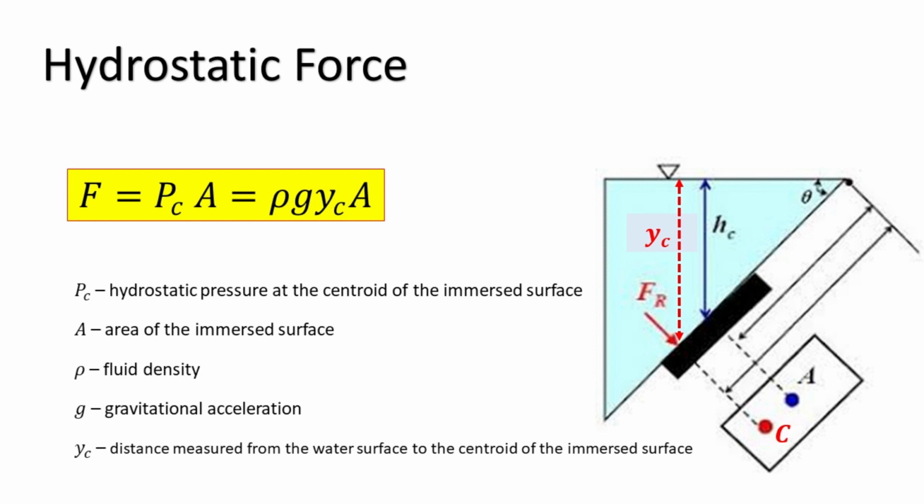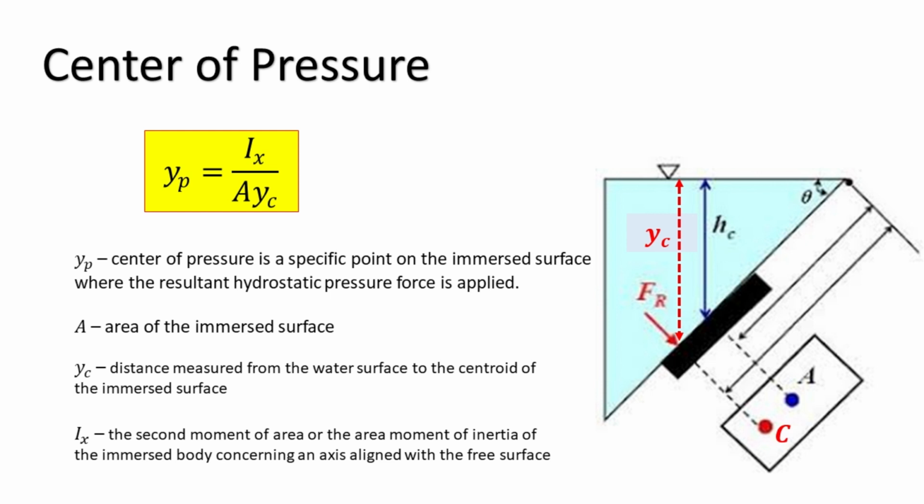In this equation, Pc is the pressure at the centroid of the immersed surface, A is the area of the immersed surface, Yc is the distance measured from the water surface to the centroid of the immersed surface, rho is the density of the fluid, and g is the gravitational acceleration. The center of pressure Yp is a specific point on the immersed surface where the resultant hydrostatic pressure force is applied. The center of pressure is calculated using the following equation.